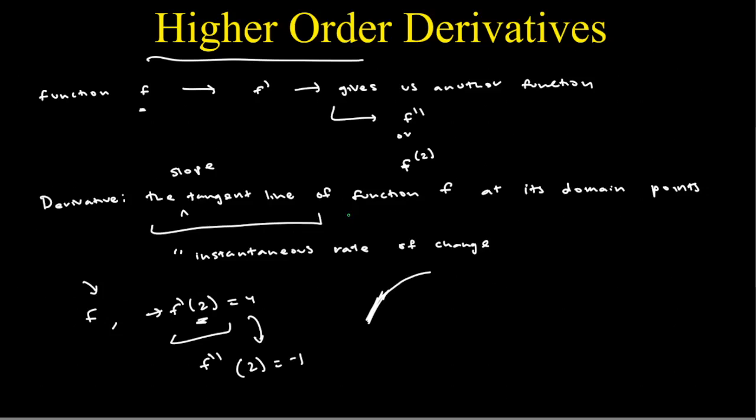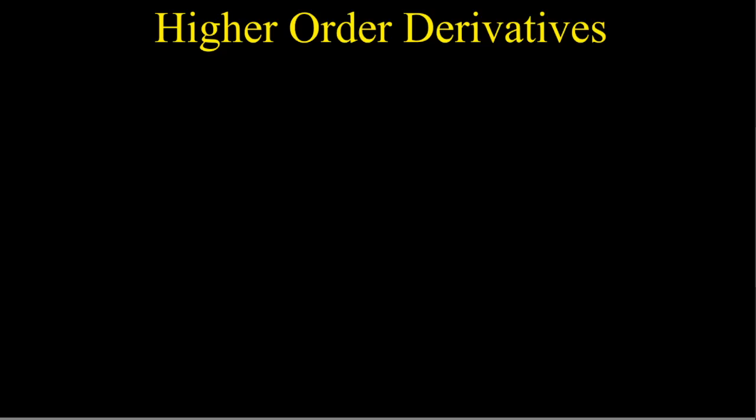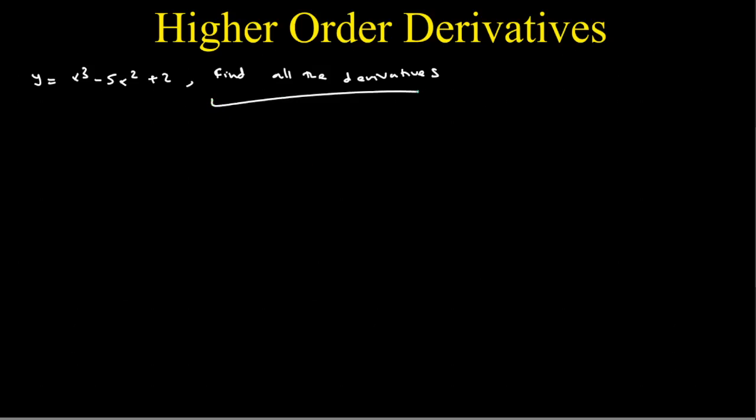So let's just do a quick example of higher order derivatives. We don't really need to know the applications right now, but let's just know how to find them. So let's say we have a function y is equal to x to the power of 3 minus 5x squared plus 2, and the question is: find all the derivatives of this function, right? And you might be wondering, aren't there infinitely many derivatives? But we'll see, in this case, this statement of find all the derivatives kind of makes sense. Okay, so let's just start with our first derivative.